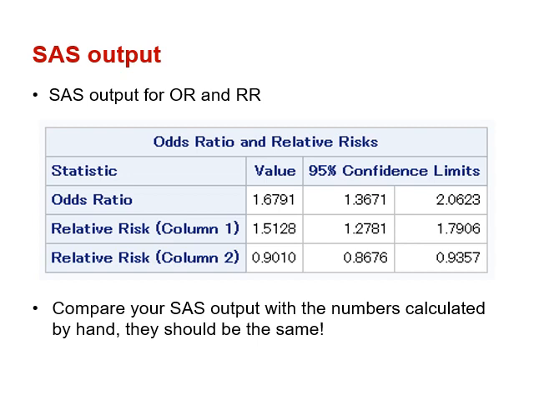This slide shows the SAS output for odds ratio and relative risk. You can see the value of odds ratio to be 1.67 and 95% confidence interval limits for odds ratio to be 1.36 to 2.06. The value of relative risk is 1.51 with 95% confidence interval limits 1.27 to 1.79. Now compare your SAS output with the numbers calculated by hand and see if they are the same or not. They should be similar.